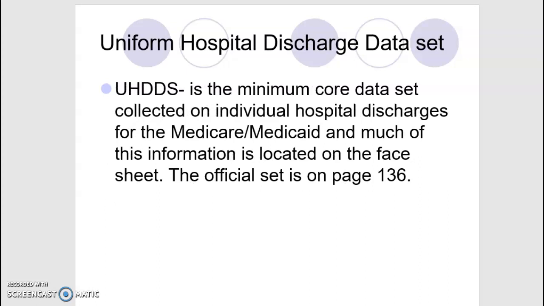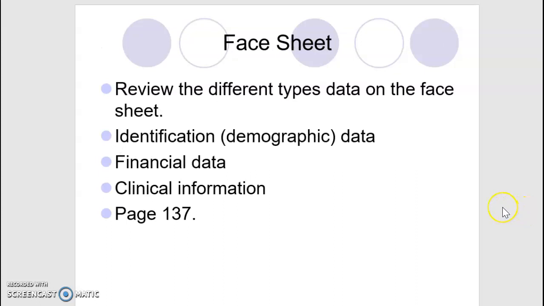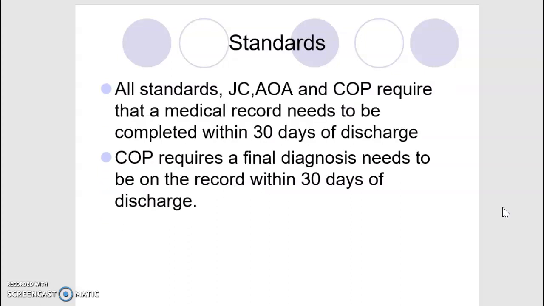Okay, so what do we need to submit to the Uniform Hospital Discharge Data Set? It is the minimum core data that's collected on individual hospital discharges for Medicare and Medicaid, and much of this information is located on the face sheet. Make sure you review the official set on page 136, because you will utilize this down the line for different assignments that we have. Review the different types of data on the face sheet: identification data, financial data, and clinical.